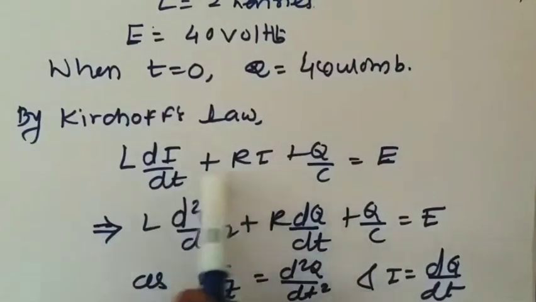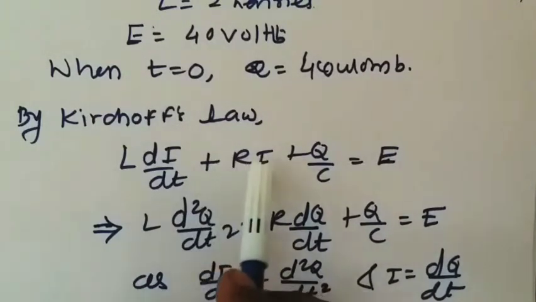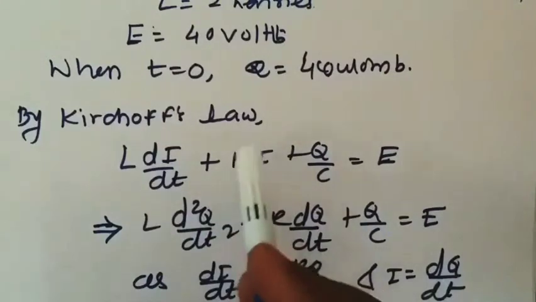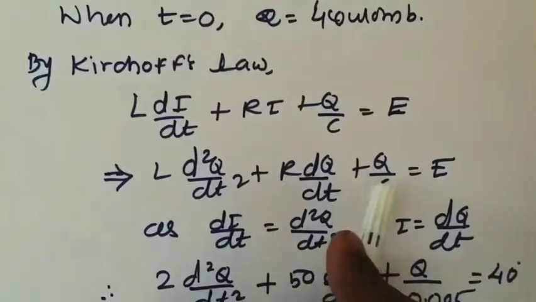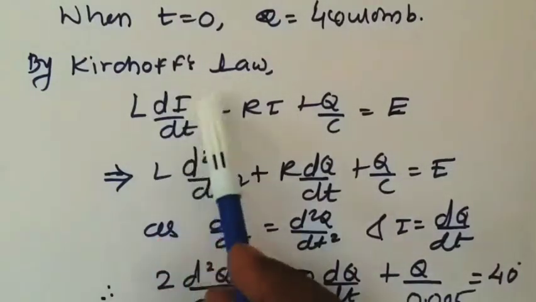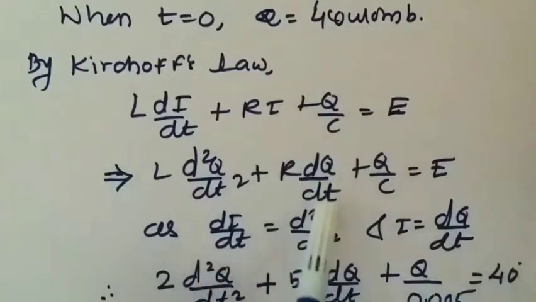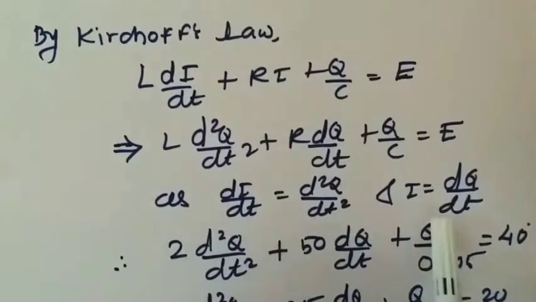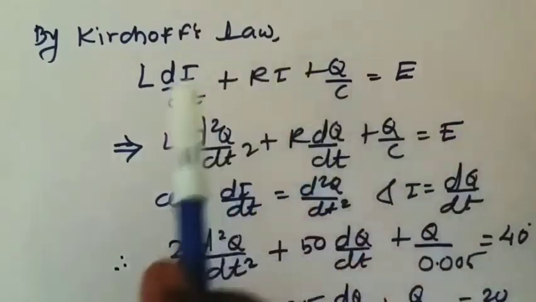This is the first order differential equation. We cannot go with this differential equation because we need to calculate charge first, and then after differentiating charge we'll get current. So the second order differential equation we use in problems. For that purpose, we have to replace the value of di by dt by d2q by dt square, and the value of i as dq by dt. These values I have used. Now I got this differential equation for the given problem.